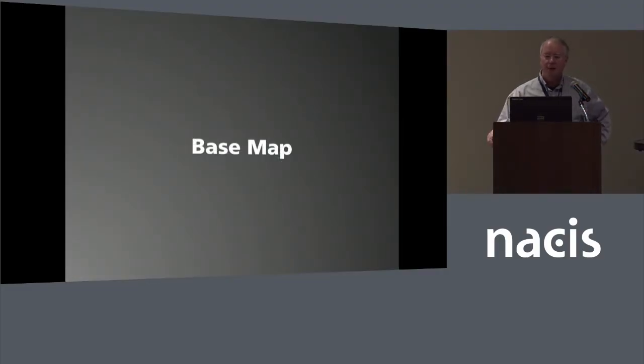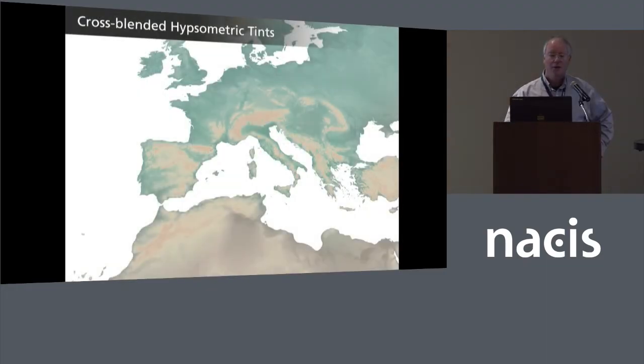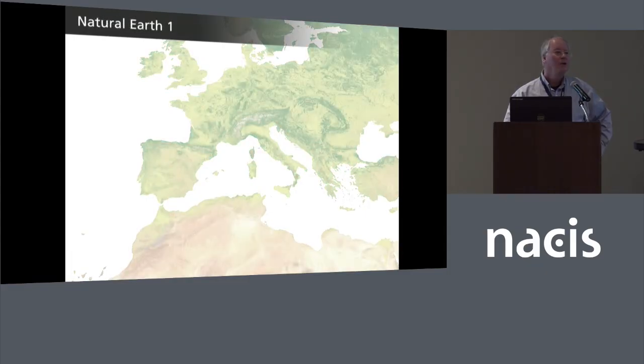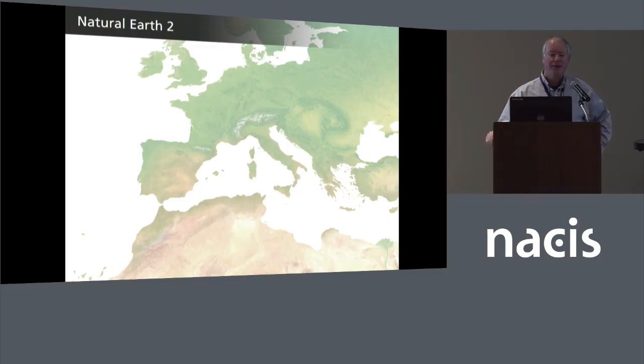I'll finish up now with another sequence about the base map, and I'll go quickly here. I was pondering which colors I wanted to use. I looked at cross-blended hypsometric tints. Nah, didn't like those colors. Looked at Natural Earth 1, too kind of fractured, especially up in Europe where you see forest and fields. It's kind of visually messy. I settled on Natural Earth 2, which was a little bit smoother. So that was going to be my color base.